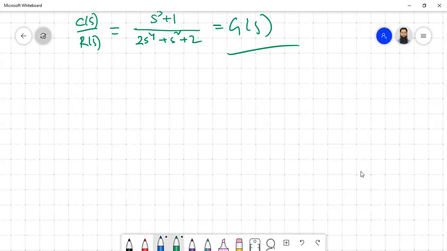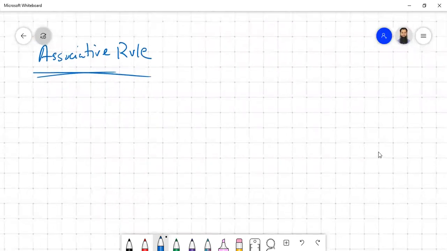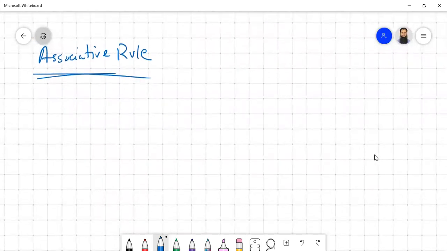So let us try to introduce some of the rules that are given in that book. First one, I think, is the associative rule. It is not necessary to remember the name of the rule, but the property, if you can recall, that should be enough.